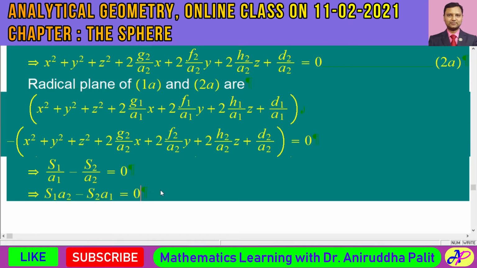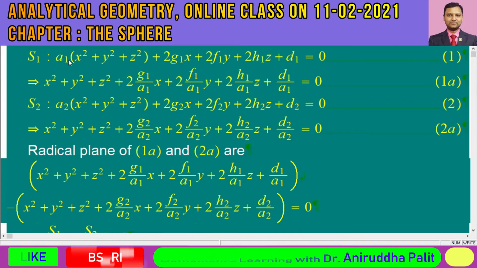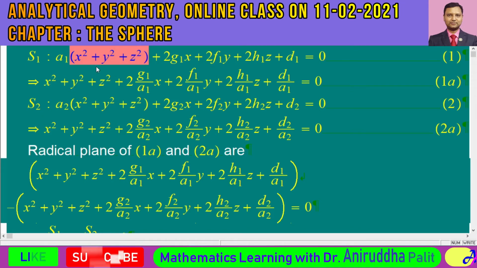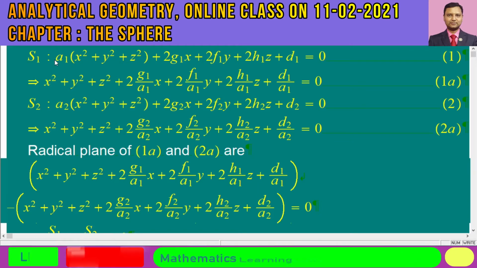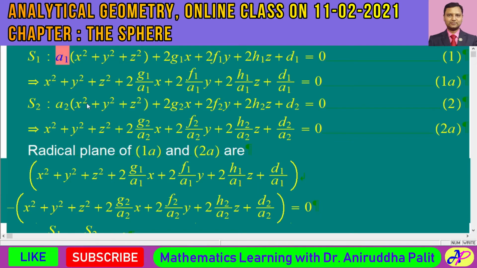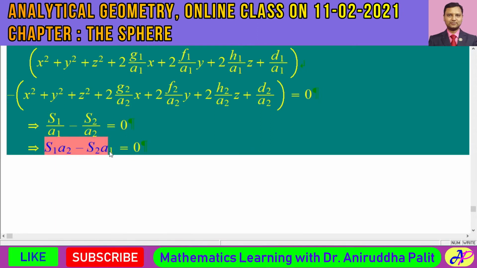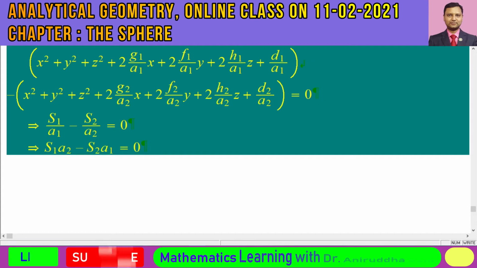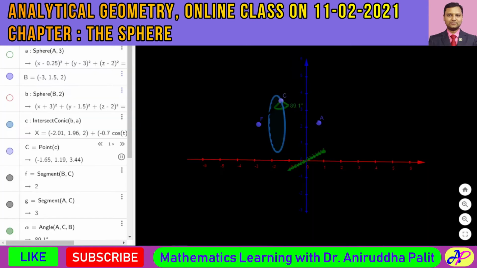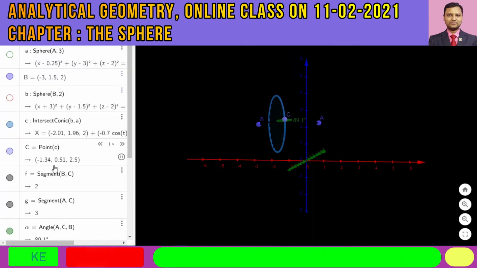So if the coefficients of x square, y square and z square are not always equal to unity, in that case the formula for radical plane will be computed by this kind of formula. Let me show you the picture of radical plane over here.